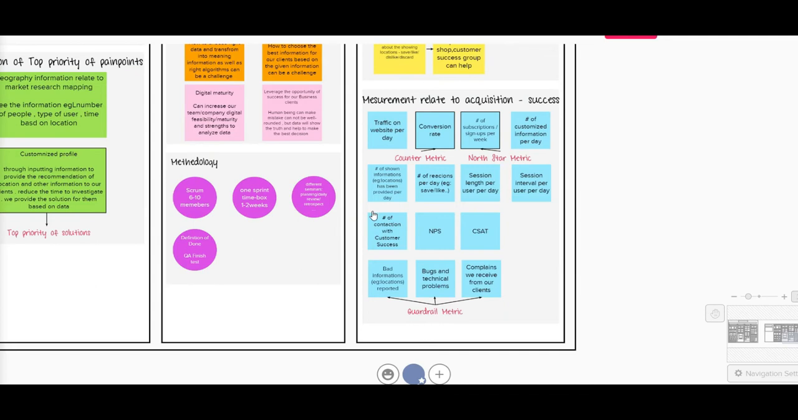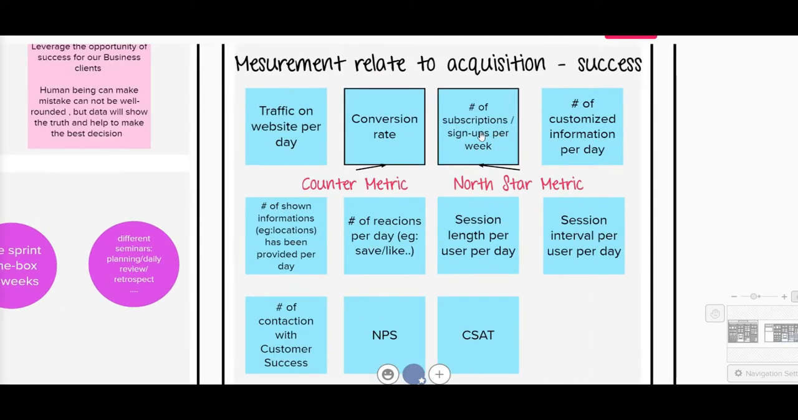So within these 11 metrics, I need to choose the North Star metric and the counter metric. And before we do this, we need to recall our goal, which is acquisition and user adoption, to attract more business clients to be members of our service. So I choose the North Star metric. It is the number of subscriptions or sign-ups per week.